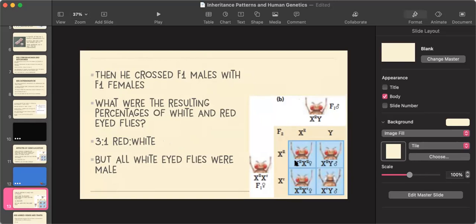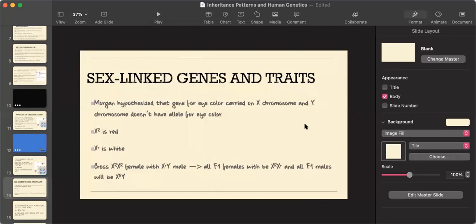But here's the trick. He noticed that all of the white-eyed flies were male. Now that's different. So the females were all red-eyed, but the males were 50% white-eyed and 50% red-eyed. So Morgan's conclusion was that the gene for eye color was carried on the X chromosome and that the Y chromosome didn't have an allele for eye color.